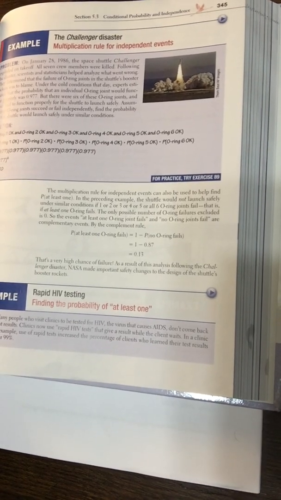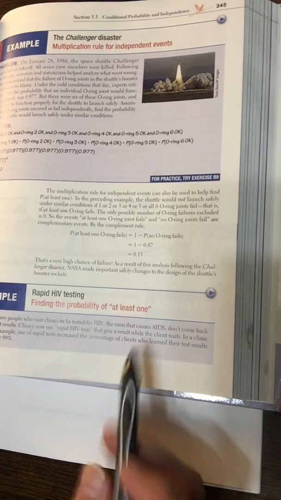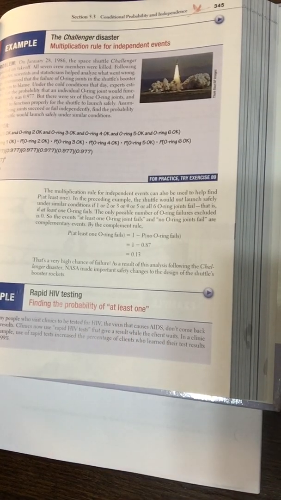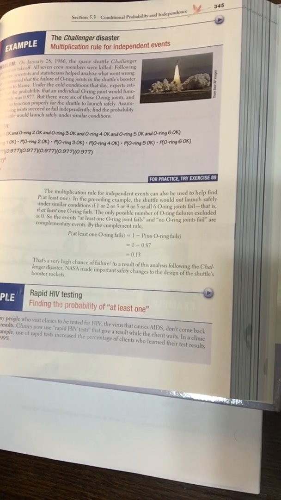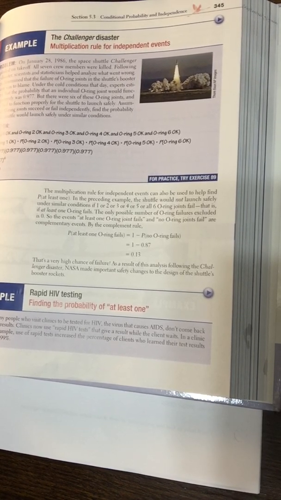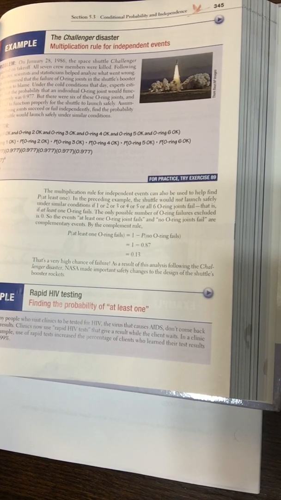Okay, guys, got another example for you. Rapid HIV testing. Again, finding the probability of at least one, just like we did with the couple looking to have at least one girl in their family. Many people who visit clinics to be tested for HIV, the virus that causes AIDS, don't actually come back to learn their test results. Clinics now use rapid HIV tests to give a result while the clinic waits.